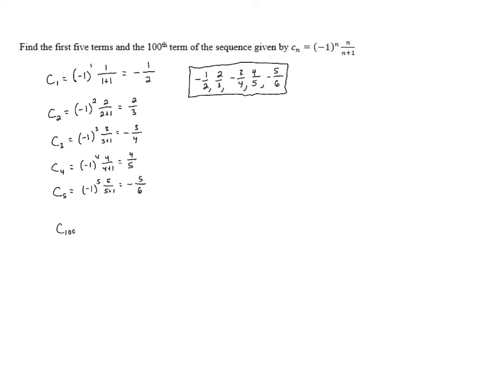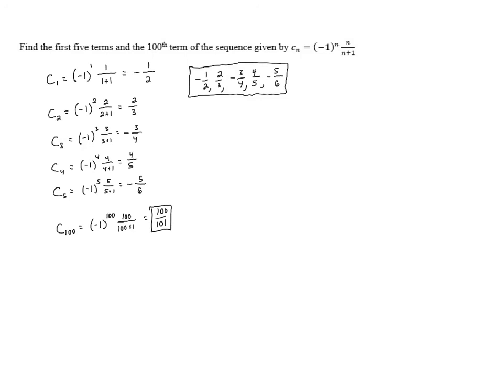For the 100th term, we again rely on the formula. We've got -1 to the 100th times 100 over 100 plus 1. A negative to an even power becomes positive, so our answer here will be positive, and we've got 100 over 101, so the 100th term is 100 over 101.